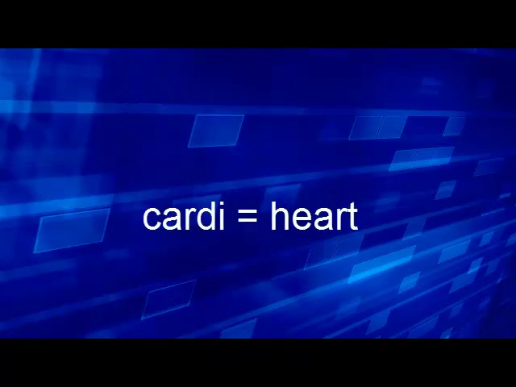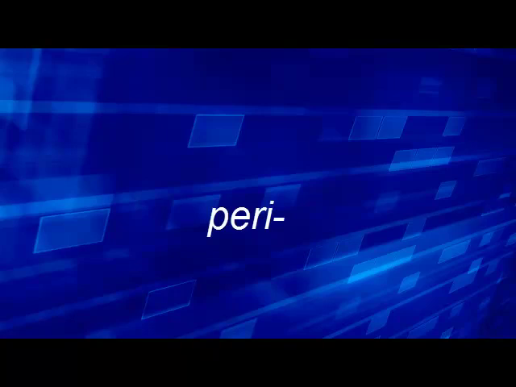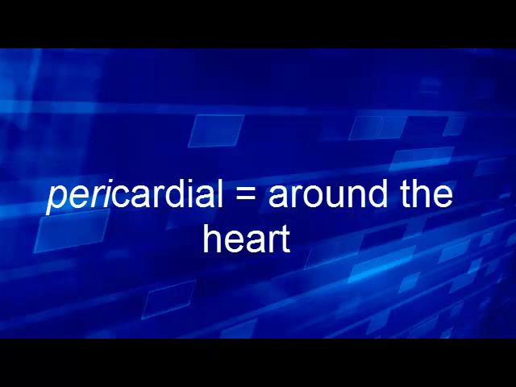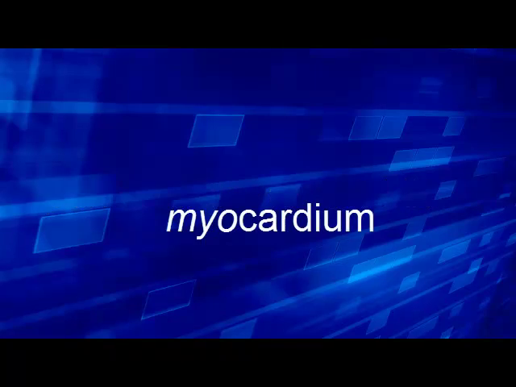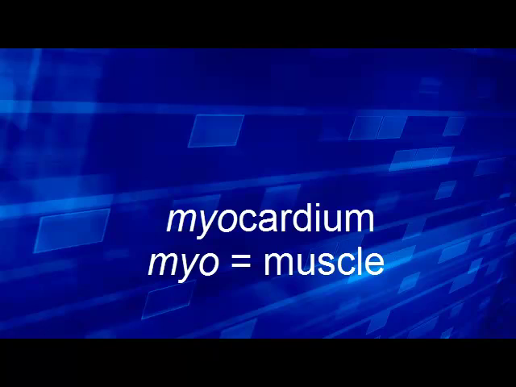For example, cardi is a root word meaning heart. We can stick things on the front of the word and the end of the word, and we can create a new word, but cardi always refers back to the heart. So, for example, if I put peri in the front of cardi, peri means around. So peri is one of those words that you should know. Peri means around. So pericardial means around the heart. Myocardium, myo means muscle. So myocardium, we're talking about the heart muscle.